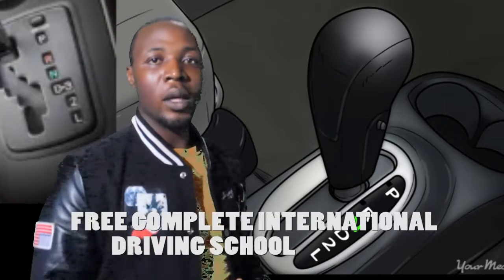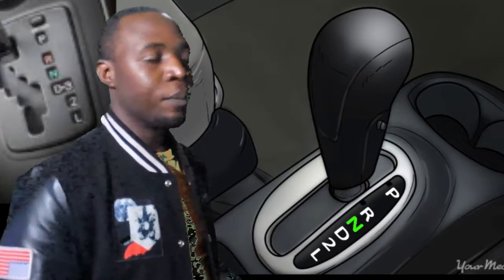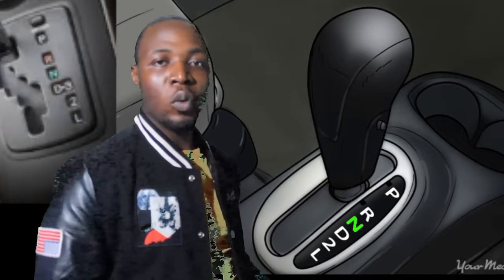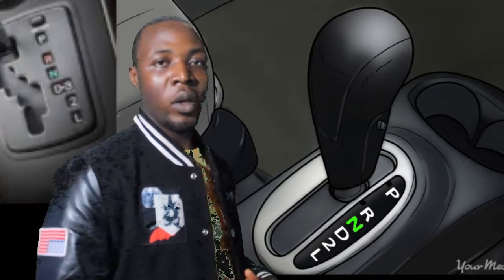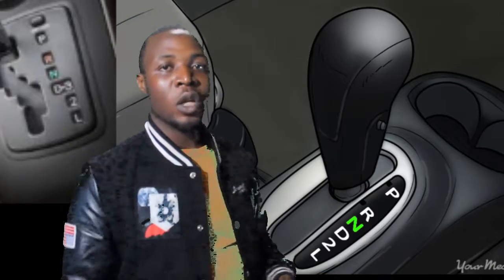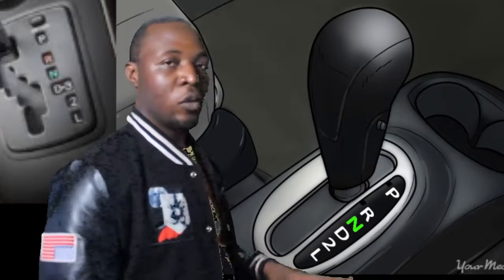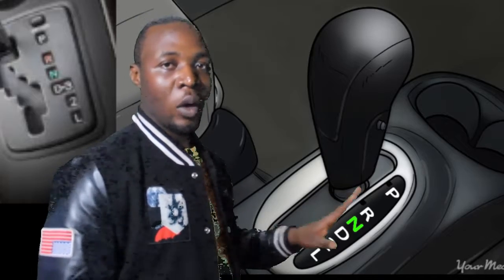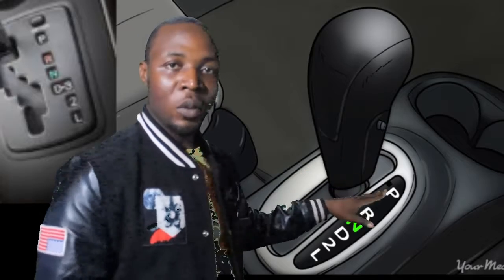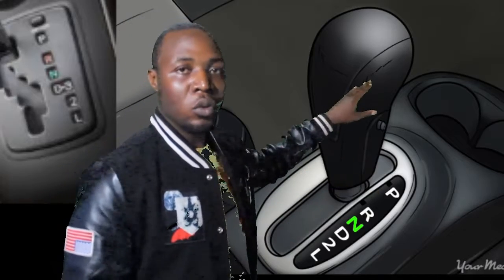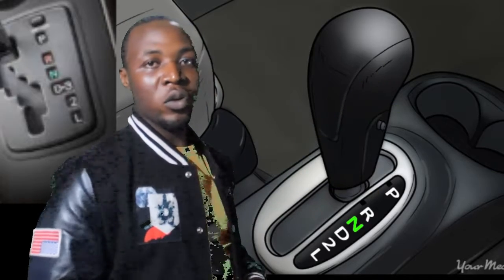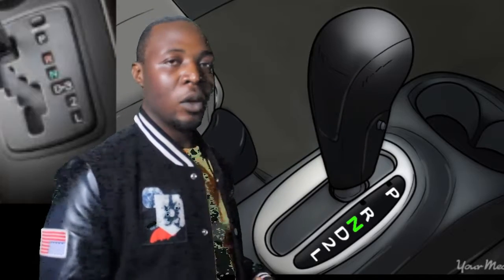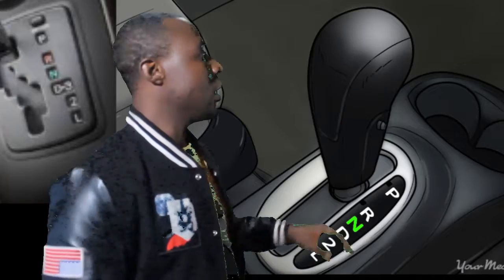The first thing you need to do when you enter an automatic car is sit in the car and put on your seat belt, as in a manual car. The second thing you need to do is take your left leg and mash your brakes. When you mash the brakes, you will be able to operate the selector, because if you don't mash the brakes, you will not be able to move the gear selector.